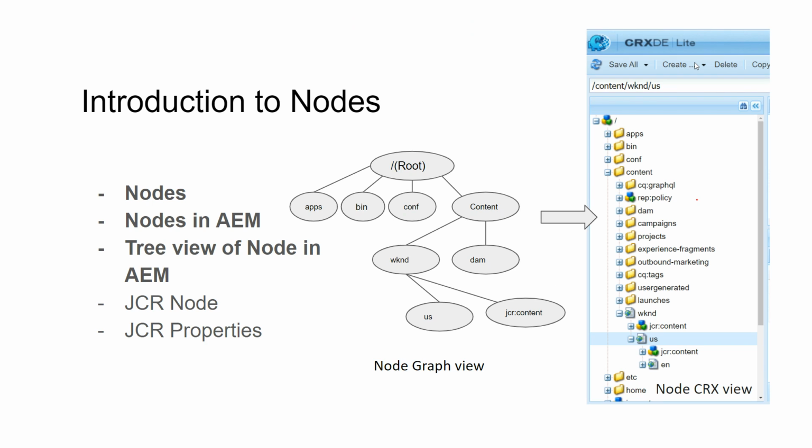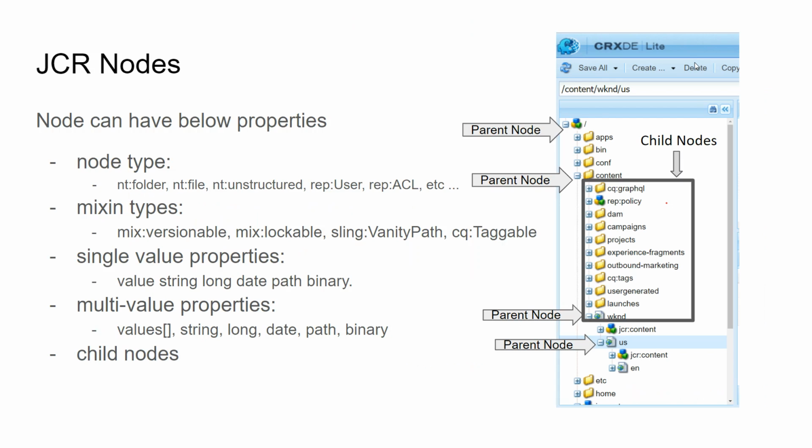So I hope a node is clear at a basic level, and how it is represented in AEM. Now we'll go to the next step. When we consider a tree node, it will have a root node, which in some cases we can consider the topmost parent node. A node can be a parent, and it can also be a child. We call a node a parent if it has children under it.